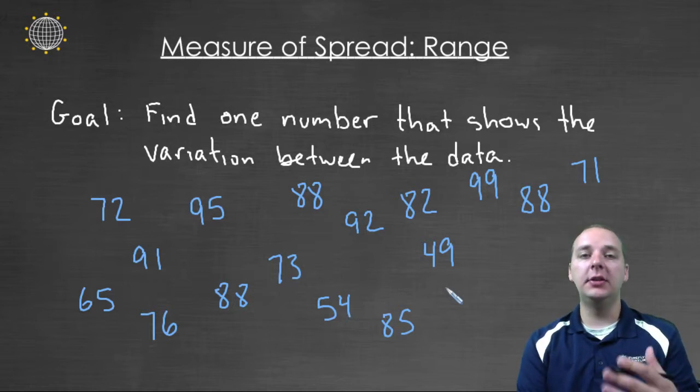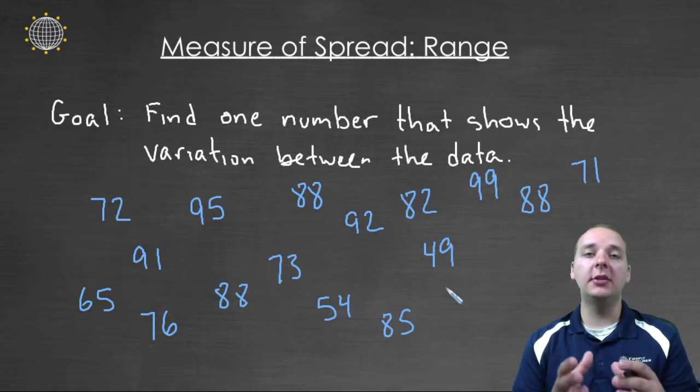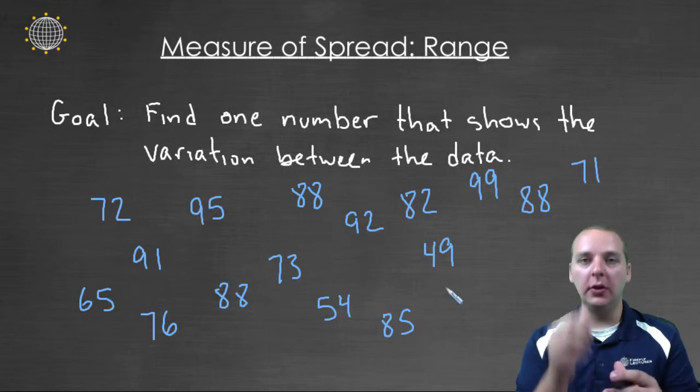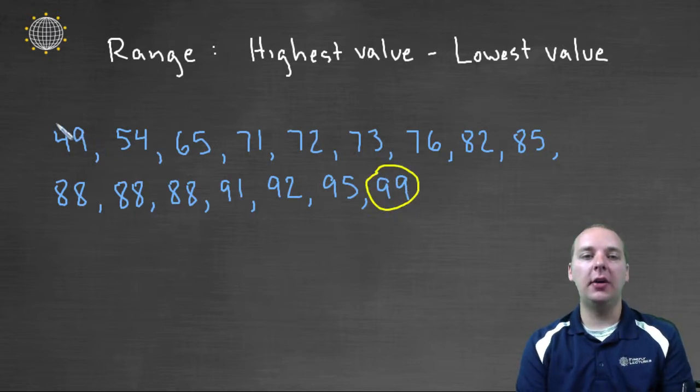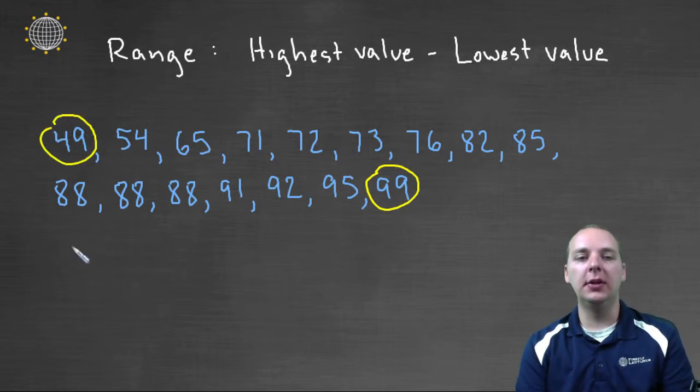Well, the measure of spread that we're going to look at in this video is called the range, but just be aware that there's actually more than one different measure of spread, but the one we're going to look at is called the range. So if we're talking about the range, all we do is we take the highest value, in this case a 99, we take the lowest value, in this case a 49, and we're going to subtract the two to get the range.